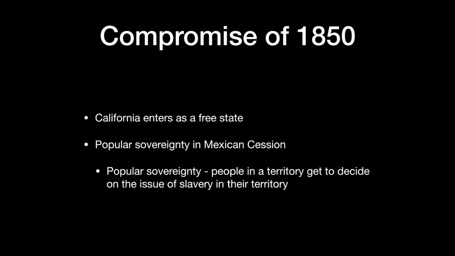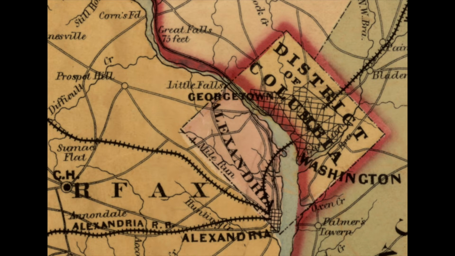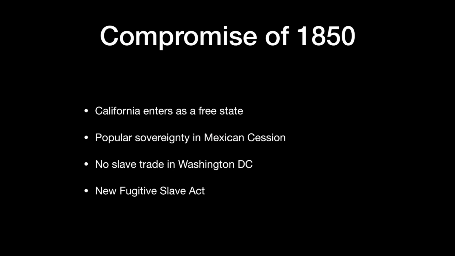Popular sovereignty means that the residents of those territories would have the right to decide for themselves if they would have slavery. In general, though, the term can be applied to the right of a people to vote or to decide any issue. Third, the slave trade, but not slavery itself, would be eliminated from Washington, D.C. And remember, Washington, D.C. is actually in the South. It is broken up from pieces of the states of Virginia and Maryland, who are 2 southern states. And finally, the Compromise of 1850 included a new Fugitive Slave Act.